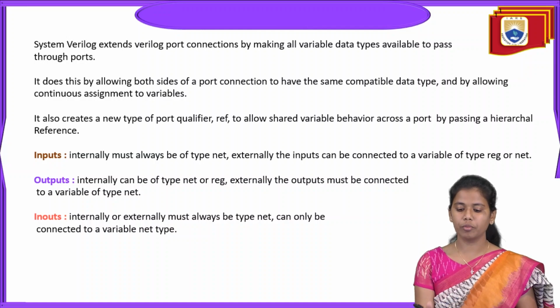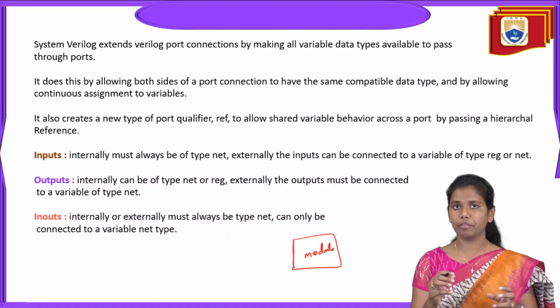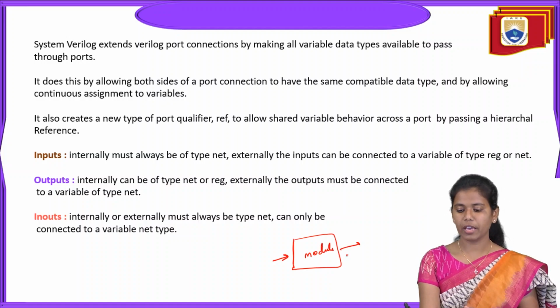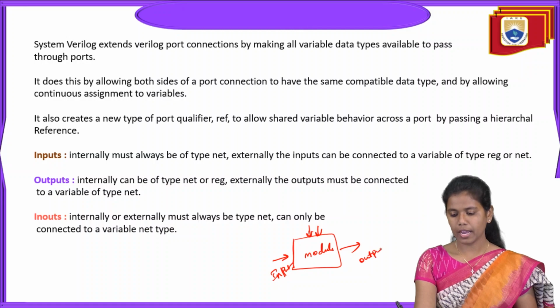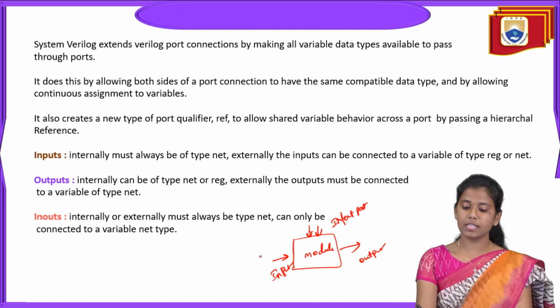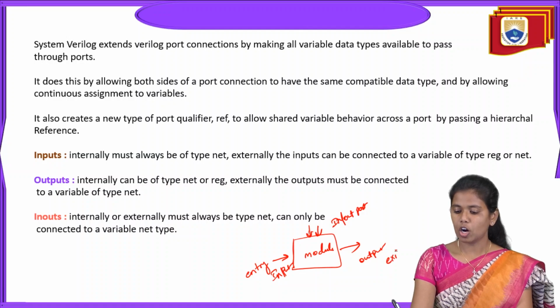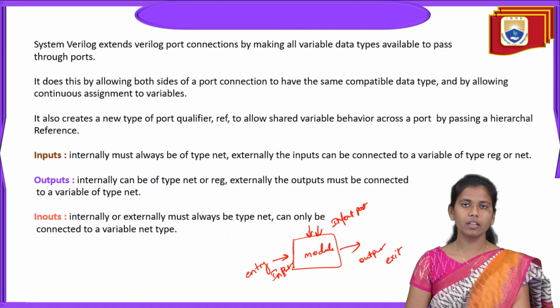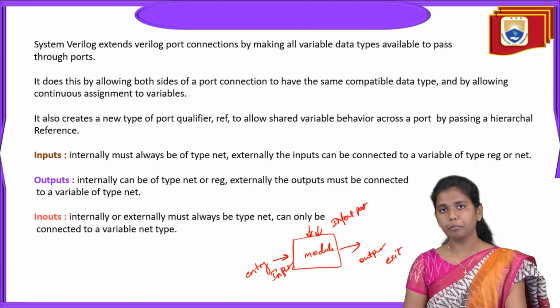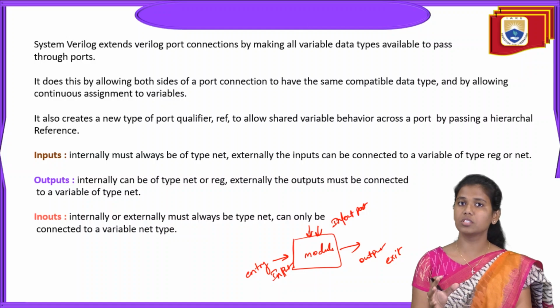So we know that this is a module. For each and every module, we have the inputs, the outputs, and also the in-out ports. This is the input, this is the output, and here is the in-out port. Input is nothing but the entry of the variables, and output is nothing but the exit of the variables. So for these ports, input port, output port and in-out port, what are the rules that we need to follow?